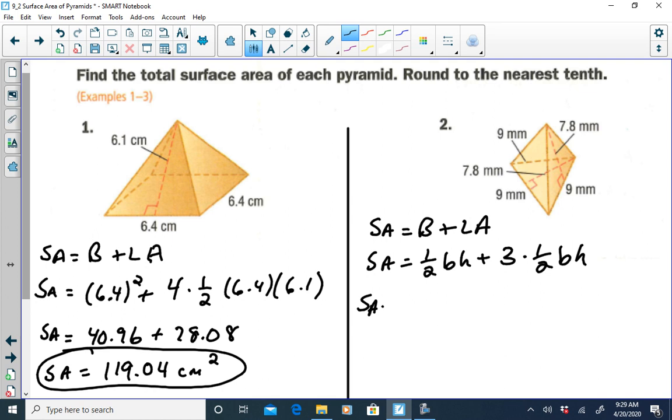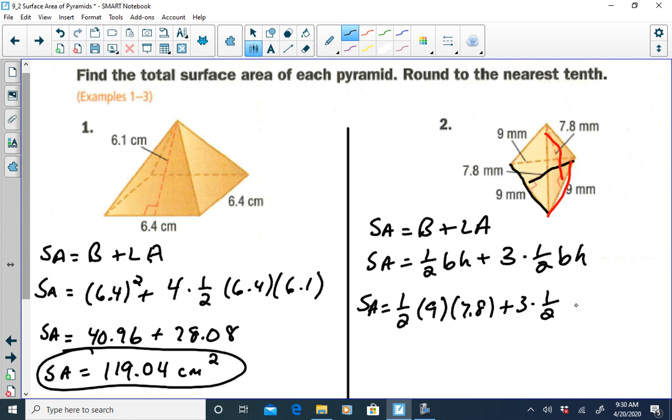So the surface area is going to be equal to 1/2. Well, what are the base and the height of the triangle? It looks like the base is going to be 9 and the height of the base is going to be 7.8. That's what it looks like. So that's 1/2 times 9 times 7.8 plus 3 times 1/2. And what do we have for the slant height here? The slant height is also 7.8, and this is times 9, right?